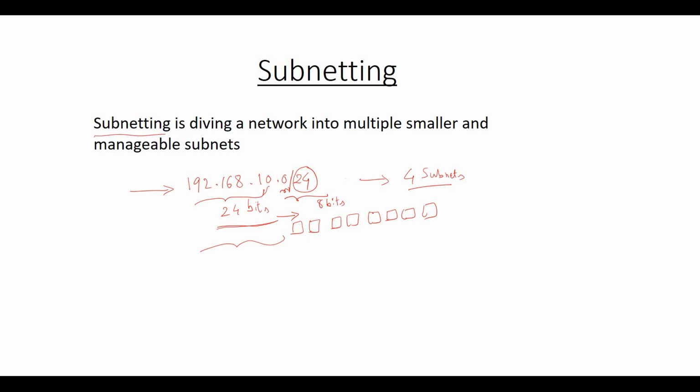So how many bits are required for these subnets? Here we need to calculate how many bits are required to represent 4 subnets. That means 2^x = 4, so x = 2. The minimum number of bits required to represent 4 subnets is 2 bits.